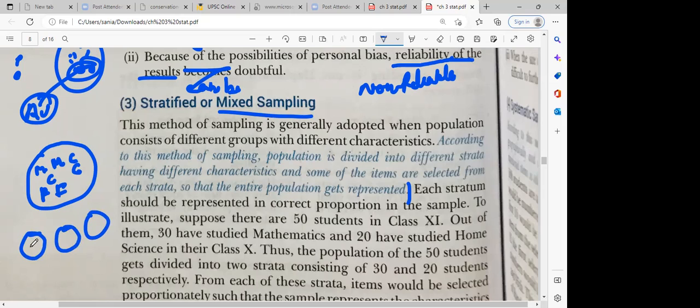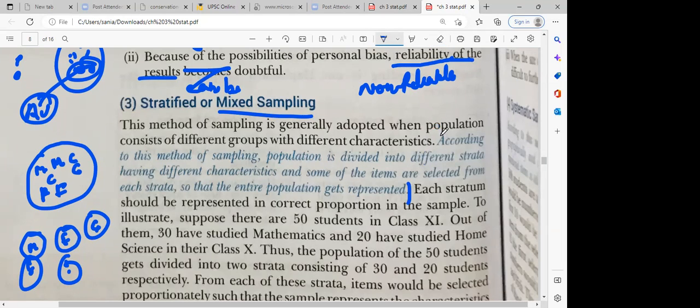In first group, I will only keep males. In second group, I will keep females. And in third group, I will keep children. So I will randomly choose any two males and then I'll study. Then I will choose any female, I will study, and then like this. So this is basically stratified or the mixed sampling. So over here you make different groups and accordingly you study about them. Clear? Yes, teacher.